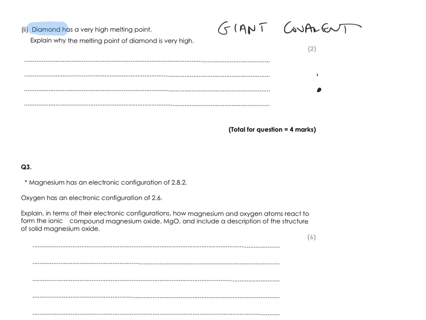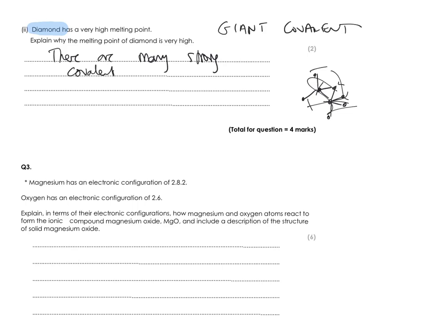So for diamond you have 1 carbon atom, and that's going to be joined to 4 other carbon atoms, each joined to 4 others, and so on, in a huge web of covalent bonds. So for diamond to melt, you have to break those covalent bonds, and so the answer here is that there are many strong covalent bonds to break, which requires a lot of energy.